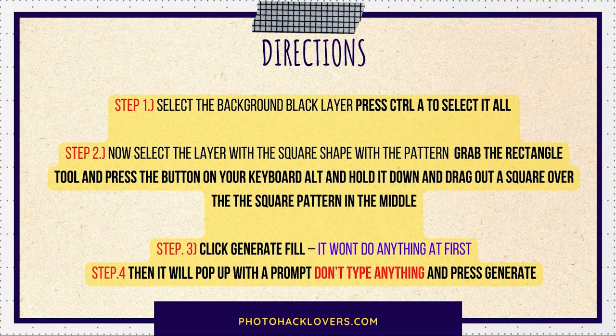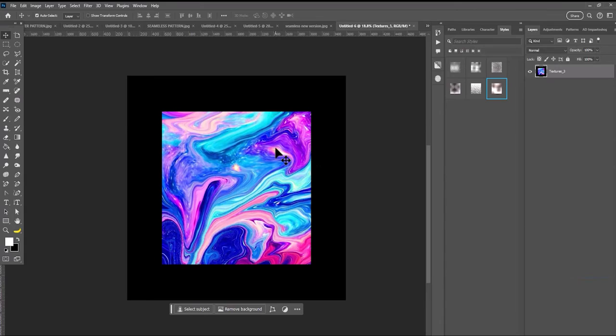Now what you're going to do is click generative fill in that bar, and it won't do anything at first, and then it will pop up with a prompt, but don't type anything, and then press Generate, and that's how it works. I'm going to do it again in the tutorial with me actually doing it with you, but I just wanted to explain that first before we get into it.